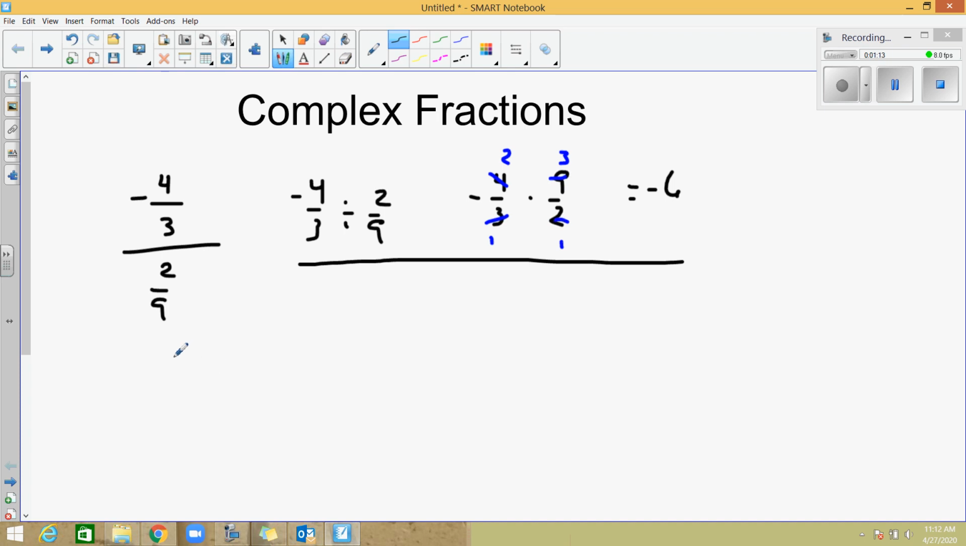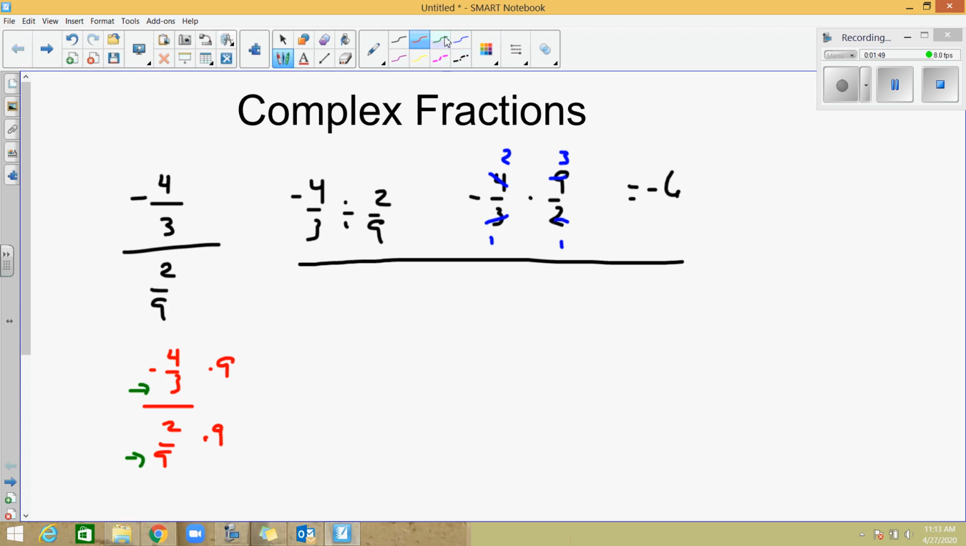So let's take a look at this guy again. Let's get back up here. Negative 4/3 over 2/9. And all I'm going to pay attention to right now is my denominators. Let's look at my denominators, because really, if I got rid of those guys, I'd have a simple fraction. That's something I can do something with. So my common denominator between all my denominators is 9. So I'm going to take this guy times 9, both top and bottom.